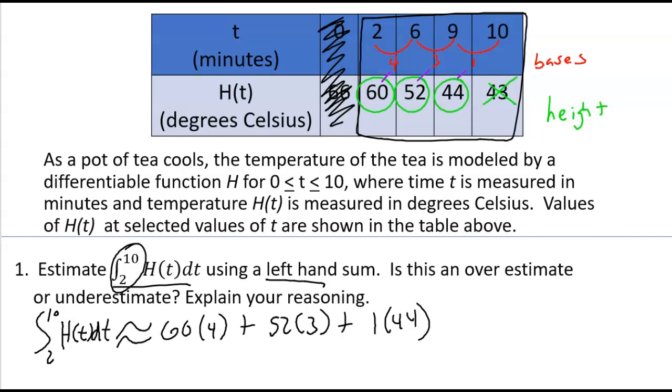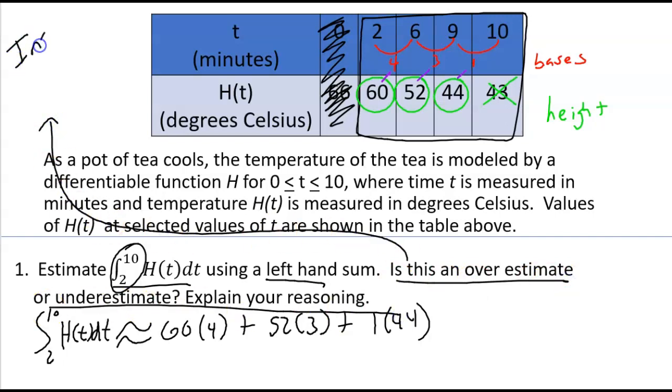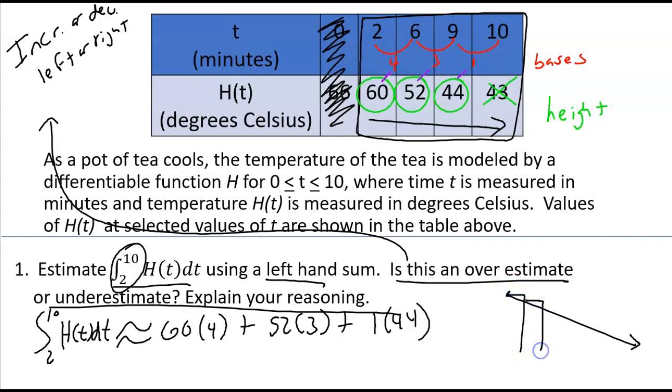Now they want to know, is this an overestimate or an underestimate? Well, whether or not it's an overestimate or underestimate depends on two things. It depends on whether your function is increasing or decreasing, and whether you are doing a left-hand sum or a right-hand sum. So I'm going to underline this. I'm going to draw a little arrow, and I'm going to put this up here. Is it increasing or decreasing, and is it left or right? Okay. Now, the temperature is decreasing. So what that means is that my function is moving in a downward direction, and we have a left-handed sum. So now I'm going to draw some rectangles with the corners on the left-hand side of the line. Now, as you guys can see, the rectangles are going over the line. So that would be an overestimate.